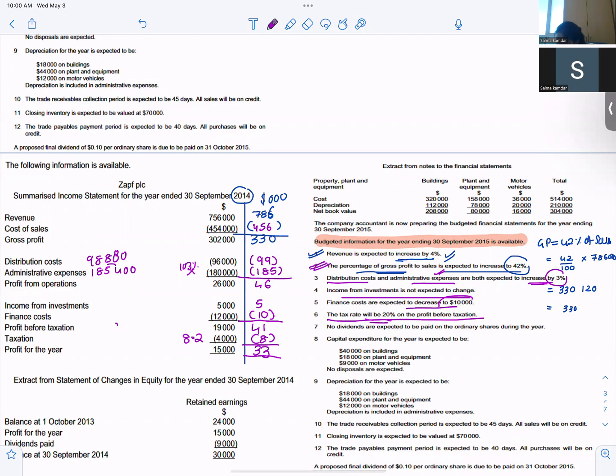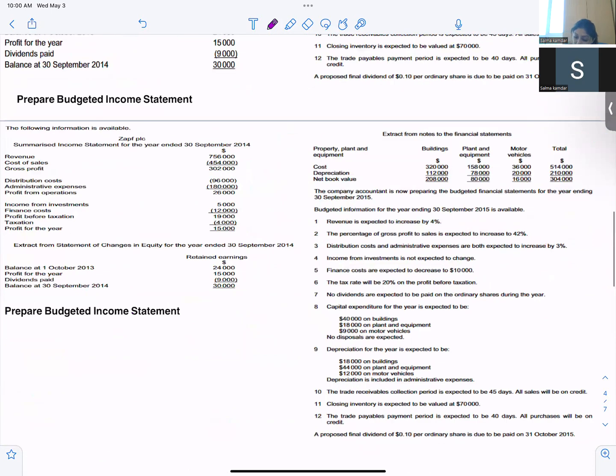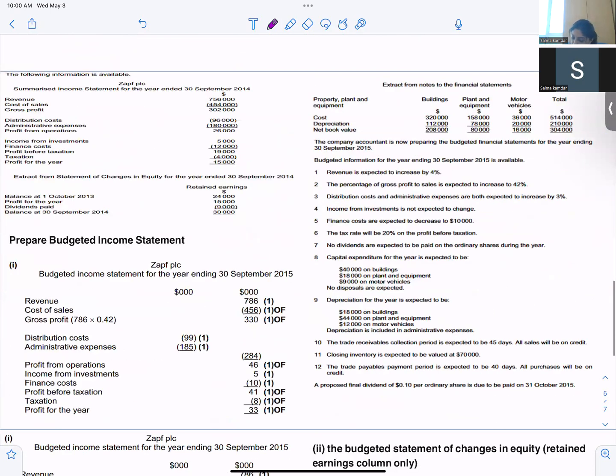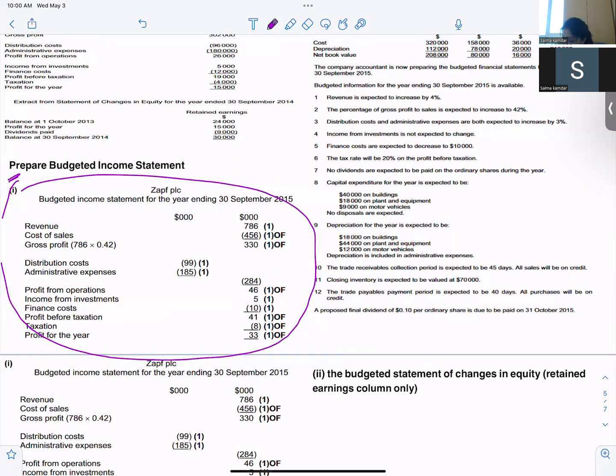So all the adjustments were related to preparing the budgeted income statement for 2015. So this is how my budgeted income statement would look for 2015. There is one thing to note over here: you have to round it off to the nearest 1,000.